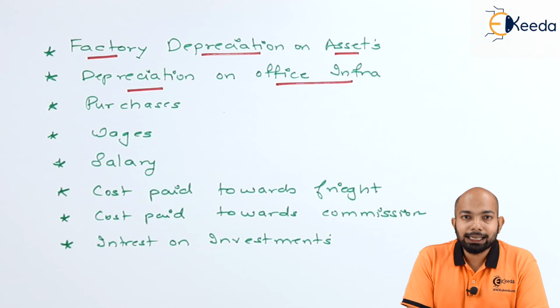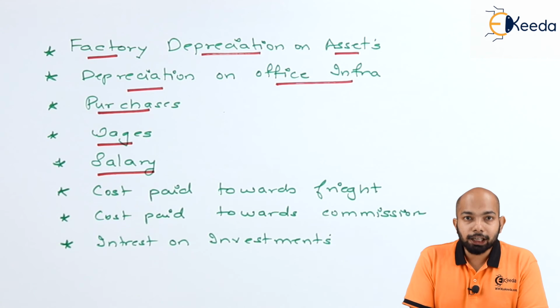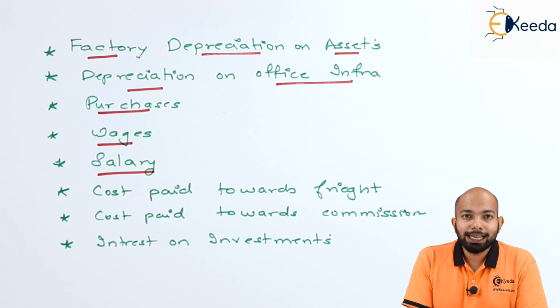Let's go ahead on the next item here. I've highlighted 3 items for you: purchases, wages and salary. Now purchases, as you know, is something related to purchase of stock material. So purchase of stock material is always a part of trading account. Hence it will be mentioned on the debit side of trading account.